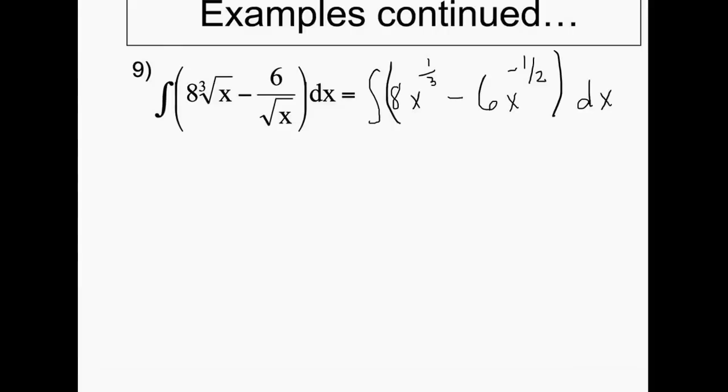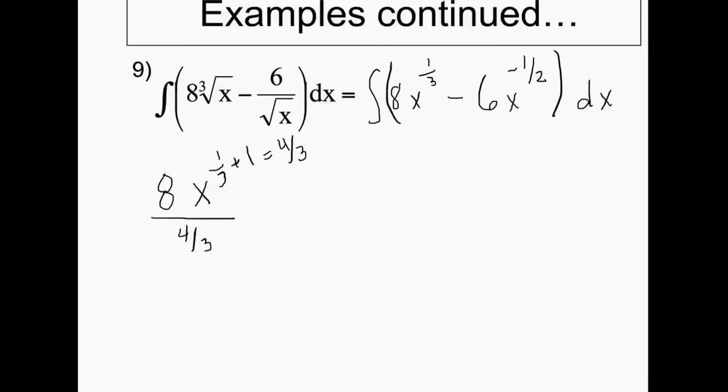So in the first part, we're going to take our x to the 1/3 power, add 1, so 1/3 plus 1 in the form of 3/3 would be 4/3. Our 8 is still in front, and we're going to divide by 4/3, and that's quite a mess to begin with, but we'll clean that up in a minute.